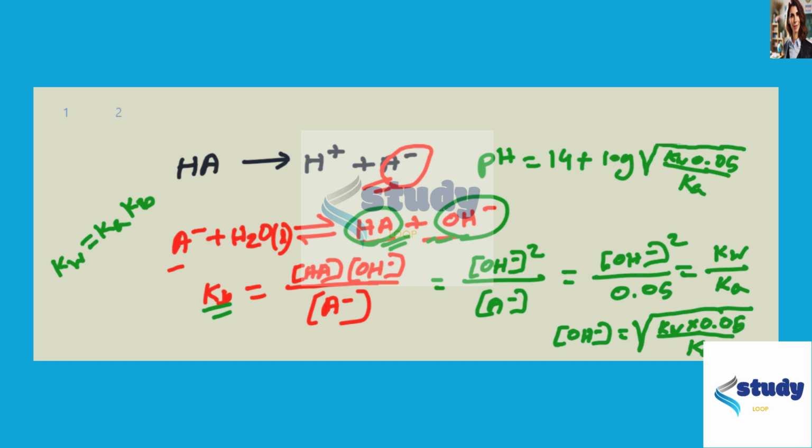Now, this is our relation between the pH and the Ka value of the weak acid we are titrating with a strong base. Using this expression, we will be able to find out the pH at the equivalence point of a weak acid strong base titration.